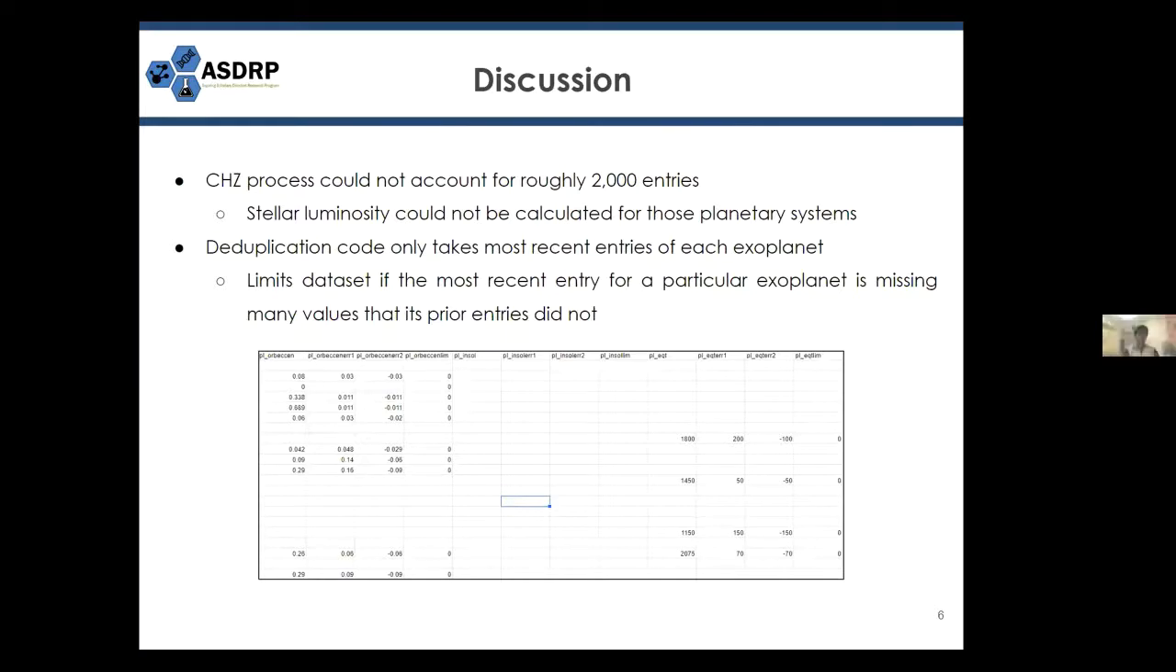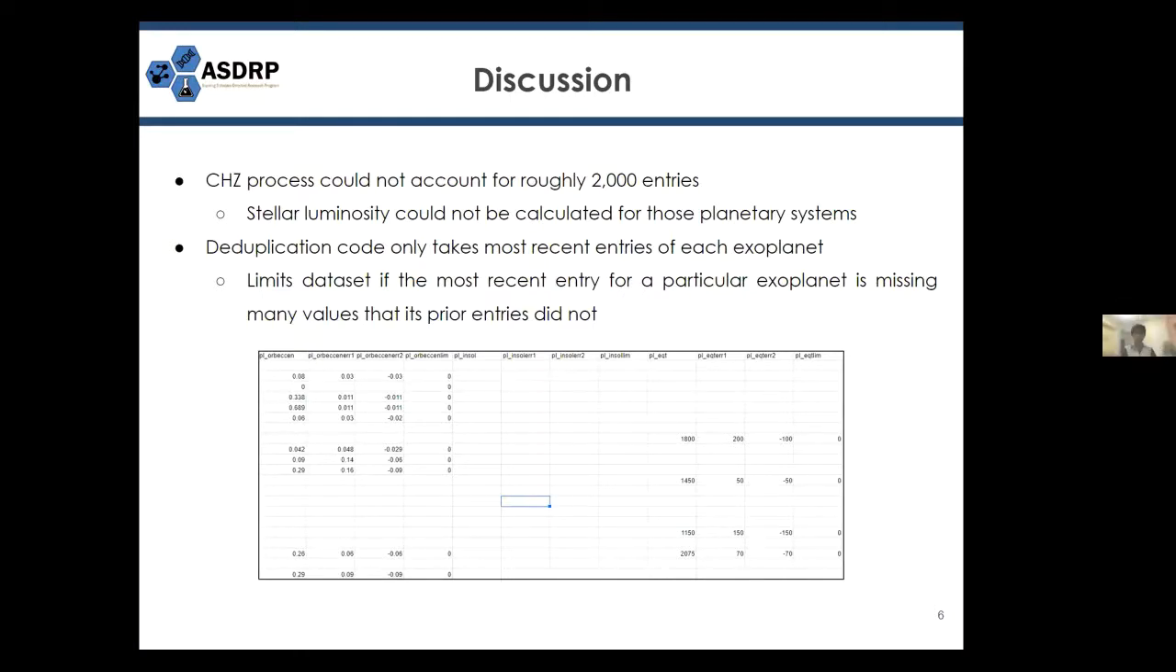The process that we used, the CHC process, was limited in the sense that it could not be used for approximately 2,000 entries in the dataset. This was because the planets that we checked were not in planetary systems in which the host star's stellar luminosity could be calculated. Since the stellar luminosity is necessary in the CHZ process, these planets were not included in our research. Additionally, the deduplication code was also limiting our research.